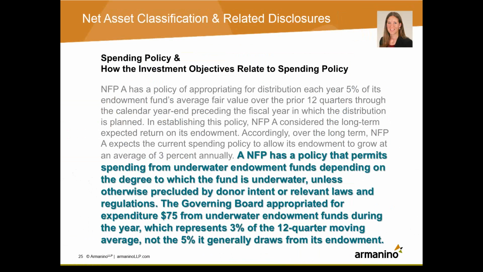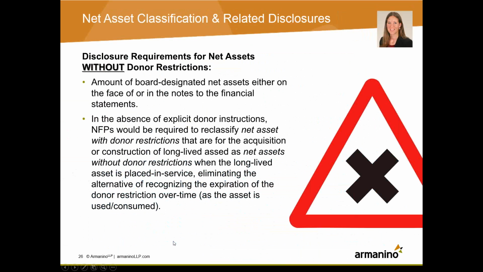What about, so I've heard a lot about the net asset restrictions from donors category. What about the net asset category without donor restrictions? I know right now we do board designated endowment type of disclosures. Is there going to be any other type of disclosures for board designated items?